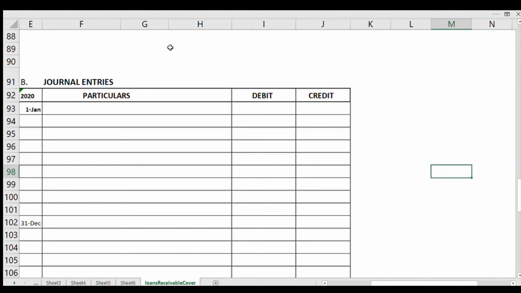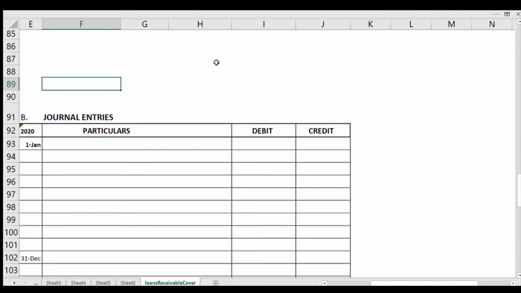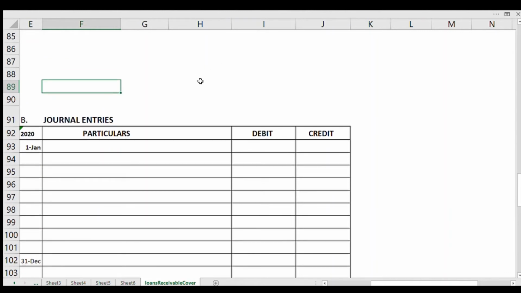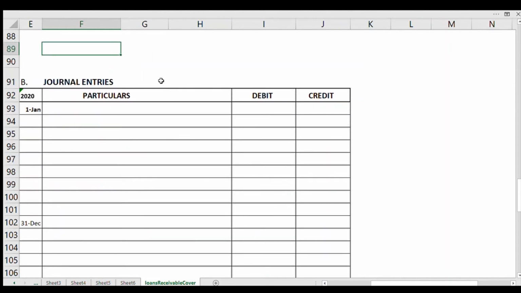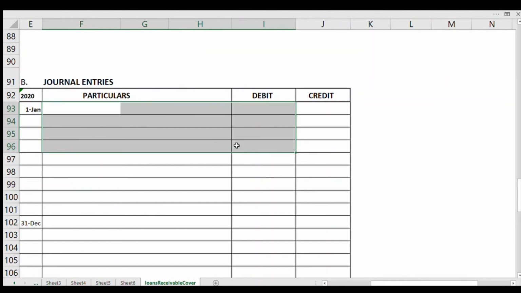And now, these are the journal entries for the following events upon the granting of the loan. So the following are the journal entries to be recorded by the bank. Okay, so let us see.